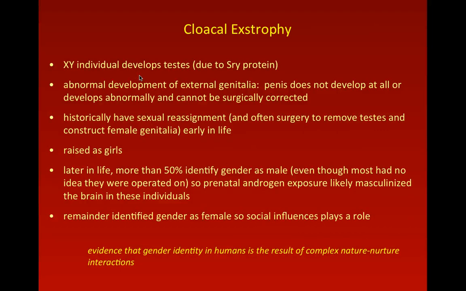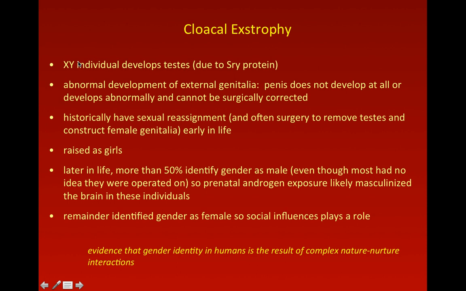So some of the evidence that there may be a biological component and that there may be some organizational effects of androgens on the human brain come from a few disorders of abnormal sexual differentiation. So I want to cover a couple of these just to give you a little bit of background about why people think there may be some organizational effects on the human brain of gonadal hormones. And the first of these is called cloacal exstrophy.